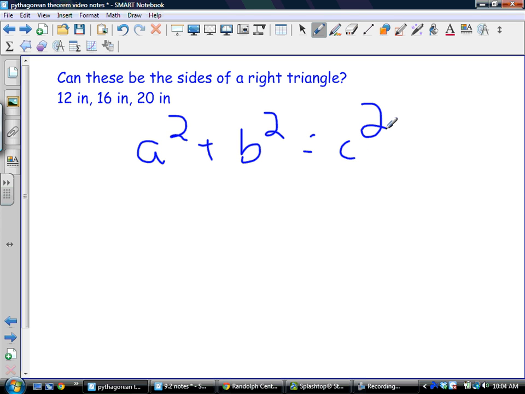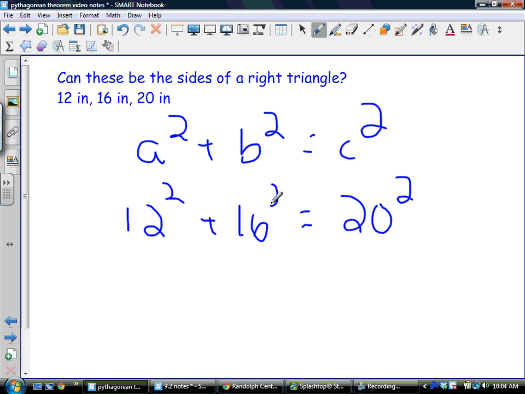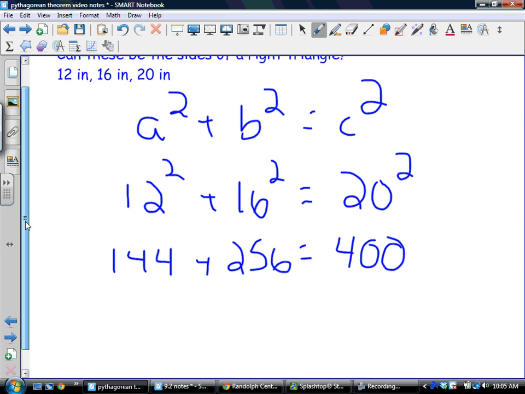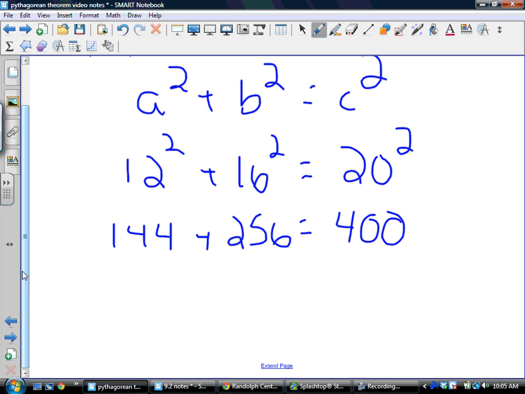Now, the hypotenuse is always going to be the longest side of the right triangle. So I can just look at the numbers and know which one has to go in for c. In this case, that's 20. The other two can go in for a and b, doesn't matter which is which. And then I just square everything. I get 144 plus 256 equals 400. And when I add 144 and 256, I do get exactly 400, which is what I want it to come out to be.